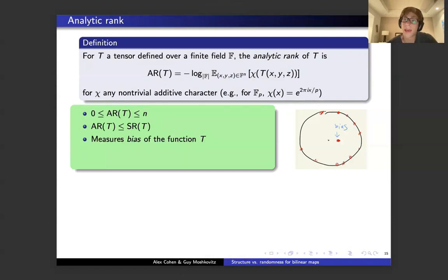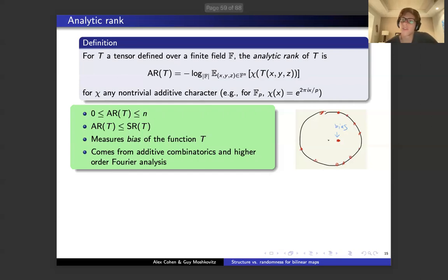It measures the bias of the function T. And this notion comes from additive combinatorics and higher order Fourier analysis. What I mean by this is that this notion of bias applies to other functions, not just trilinear functions. And we obtain the analytic rank by specializing the notion of bias to trilinear functions, to tensors.